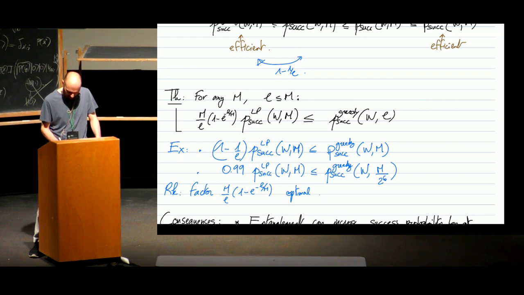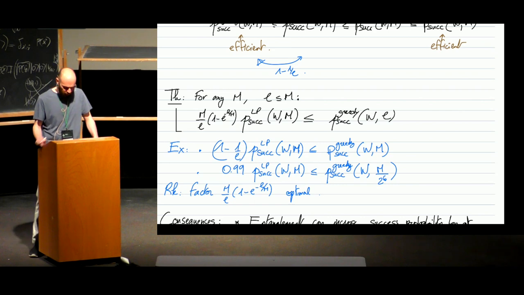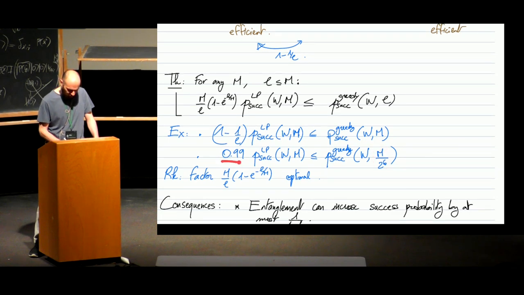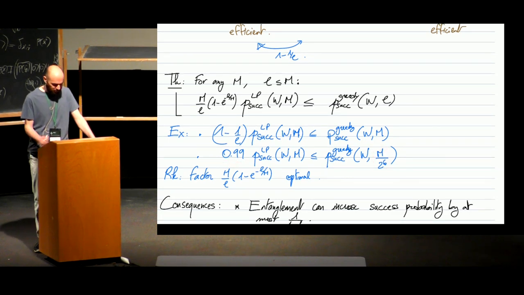So yeah, here, best is maybe to look at an example. If I compare with the same number of messages, I have m here and m here, then I have this factor 1 minus 1 over e, and this actually cannot be improved. But if you're now willing to lose a little bit in terms of the number of messages, then you can get a factor which is better.